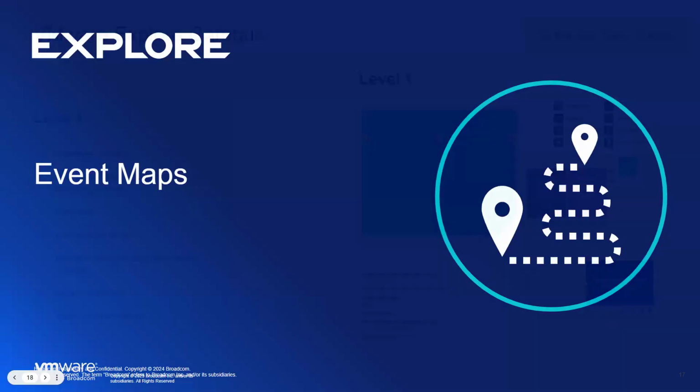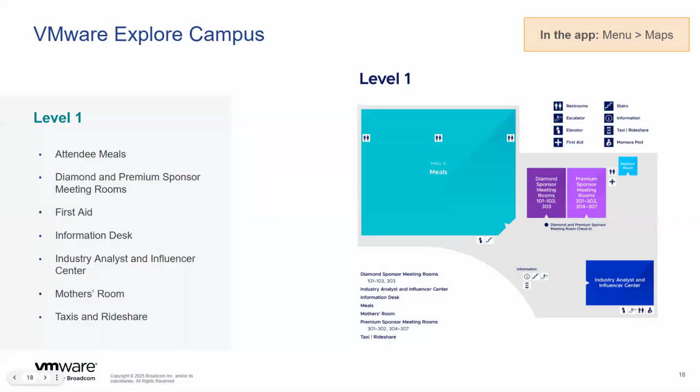Now let's look at the venue maps. Level 1 is where you may get dropped off from a taxi or rideshare if you're coming directly to the expo center, so you may enter through this level. Down here is mainly meals, as well as our sponsor meeting rooms for the diamond and premium sponsors. And then the industry analyst and influencer center, if you're part of that program, would be down here as well.